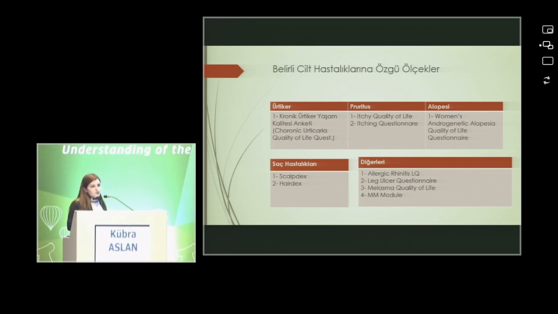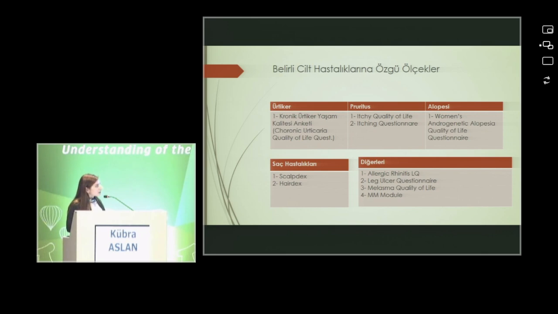For alopecia, you see the scales on the presentation. They don't have a Turkish version. For hair disease, you can see the scales from my presentation. Hairdex has a Turkish version, and it might be used for patients with alopecia. Scalp Dex is used for seborrheic dermatitis, allergic rhinitis, leg ulcer, and the MM module are used.